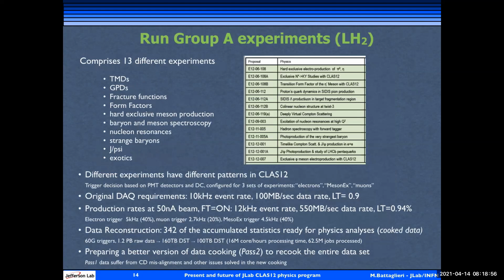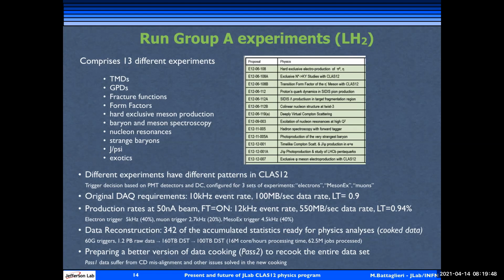You see there is a long list of experiments. Each of them focuses on a specific part that covers the TMDs and GPDs program, but also fracture functions, form factors, or spectroscopy, in particular for baryons and mesons, nuclear resonances, strange baryons. This is really a rich program that is possible given the high rate and the big capability of the detector of collecting data all together with a very loose trigger. We are collecting data at a 12 kilohertz rate with about 500 megabytes per second with a very high lifetime, and with just the electron detected, which allows us offline to select the interesting kinematics or the interesting reaction.